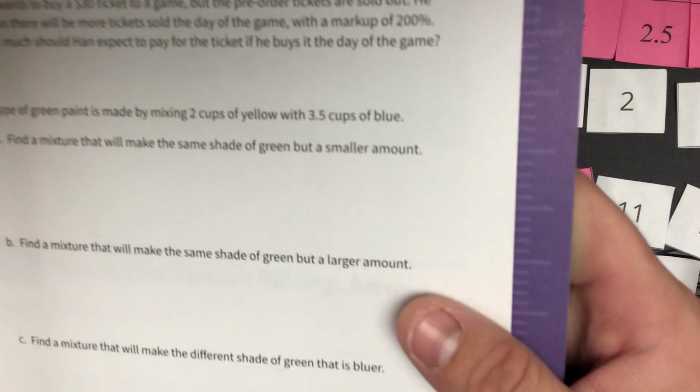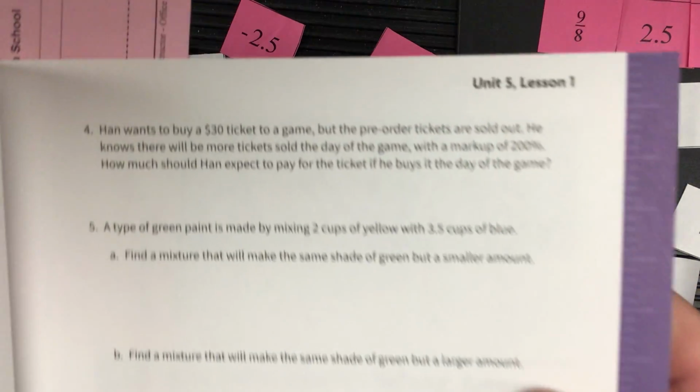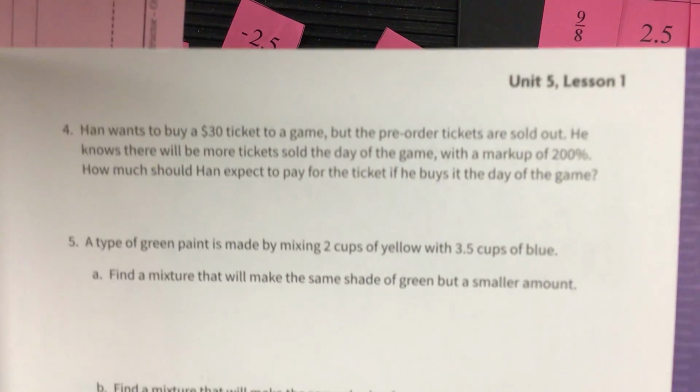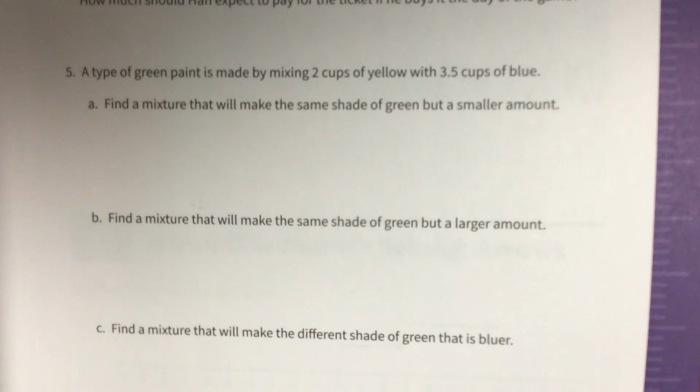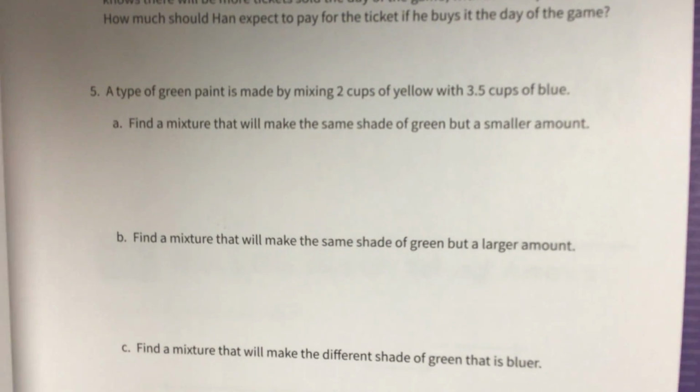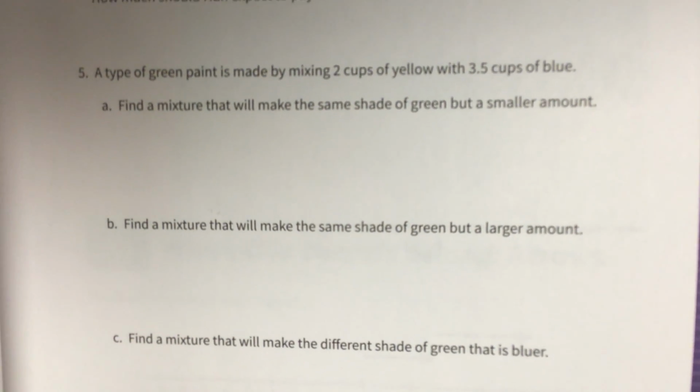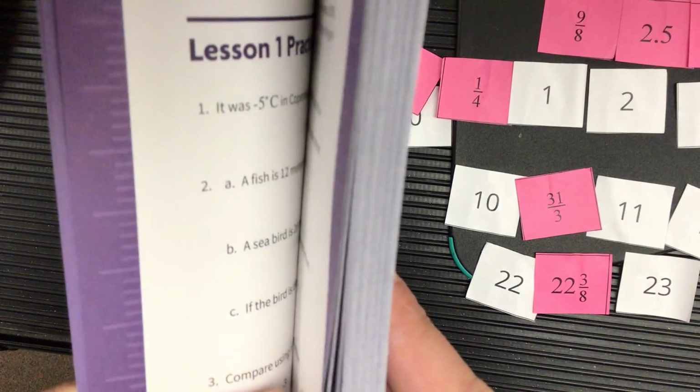Okay, hold on one second. Question 4, review of percents. And question 5, talking about shades of paint again, so proportional relationships there. So just 5 questions here to start. At least I think. I don't think there's anything on the next page. Nope. 5 questions to start.